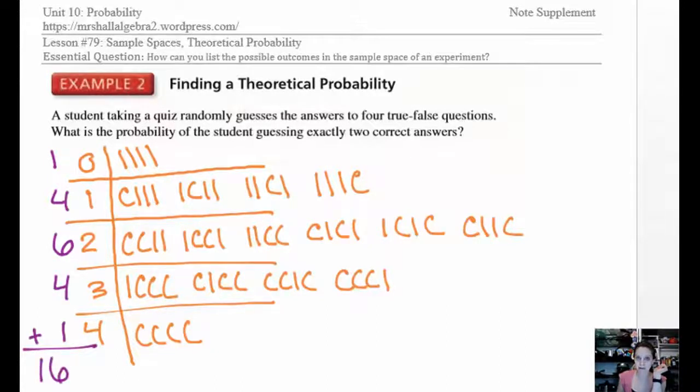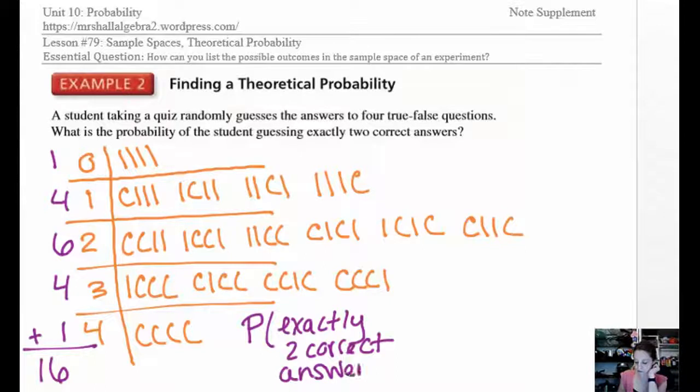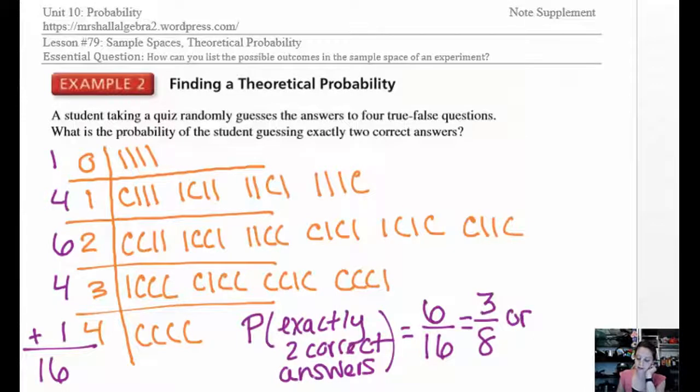There are 16 possible outcomes, and we want to know what is the probability of the student guessing exactly 2 correct answers. So the probability of exactly 2 correct answers is going to be 6. There are 6 possible outcomes with 2 correct answers over 16 possible outcomes. We can reduce that. Divide top by 2, bottom by 2. So 3/8. Or as a percent, this is 37.5% chance when a student is randomly guessing 4 true or false questions that they get exactly 2 correct.